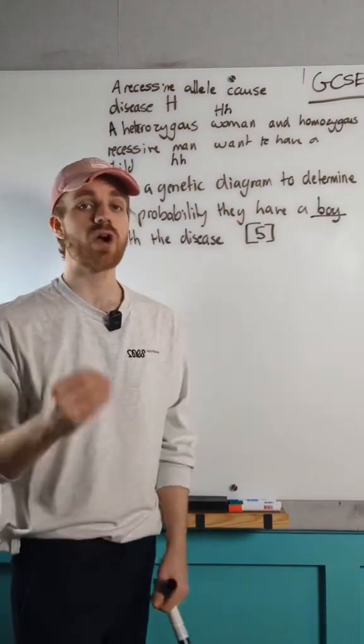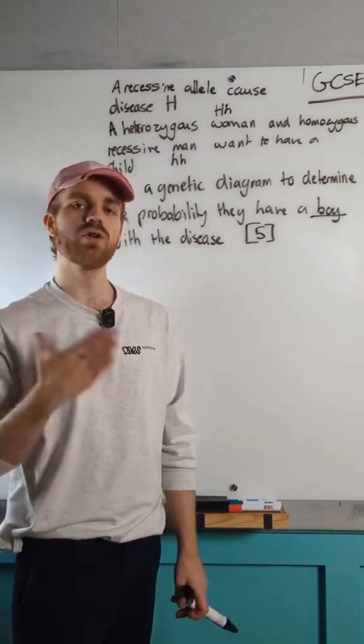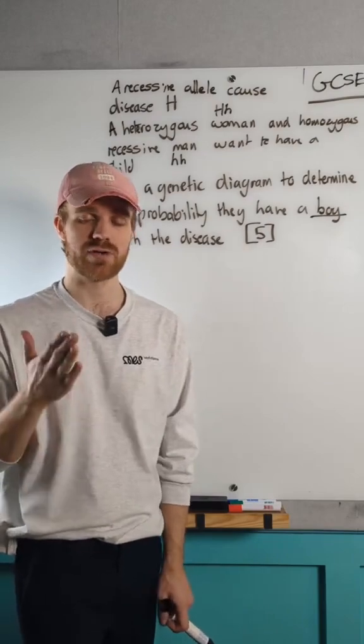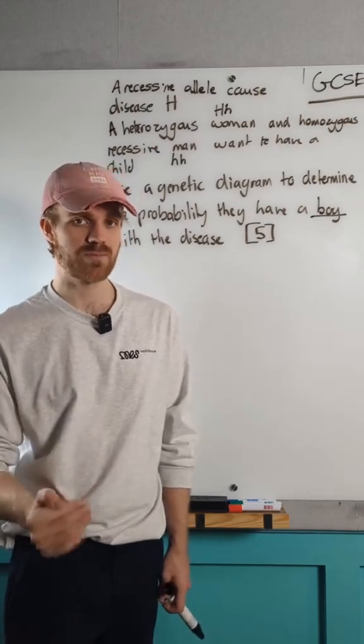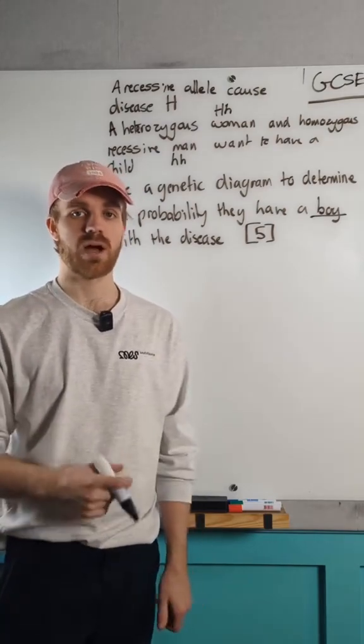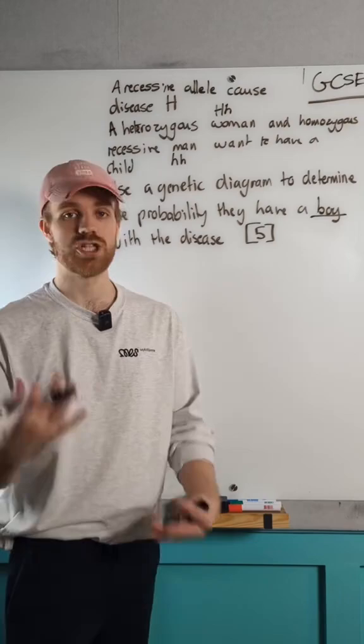Now, if you were to just write down the probability at the end of the question, you'd only get 1 mark. What you're going to get tested for and what your examiner is looking for is, do you go through these 5 steps? So our first mark is going to come available because we write down our parent genotypes.